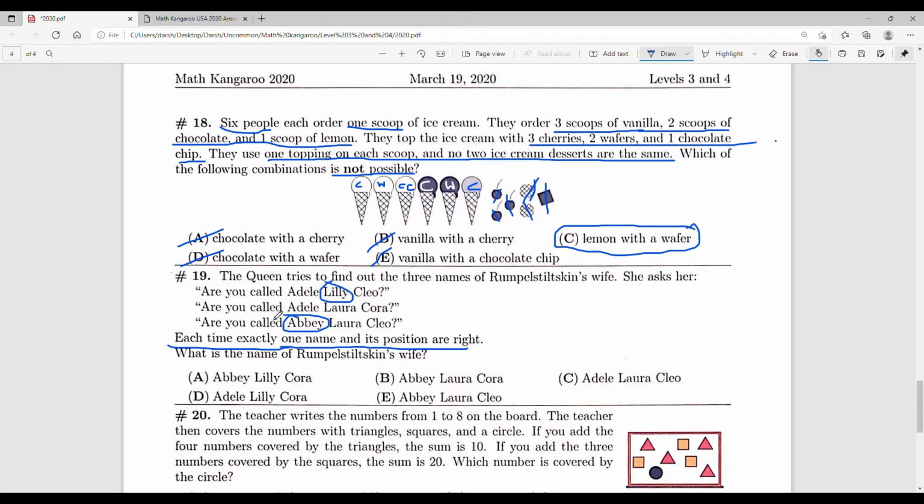Finally, for the last name, we see Cleo, Cora, Cleo. Cleo appears twice, and Cora appears once, which means Cleo cannot be right, and Cora is her last name. So we know the name is Abby, Lily, Cora, which is A. So the answer for number 19 is A.